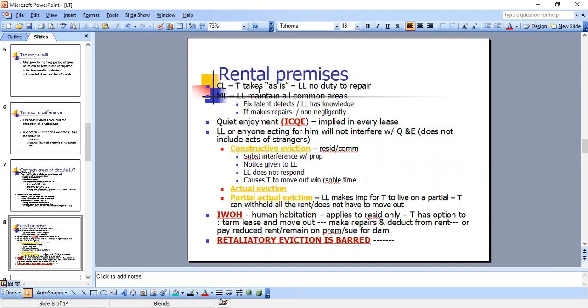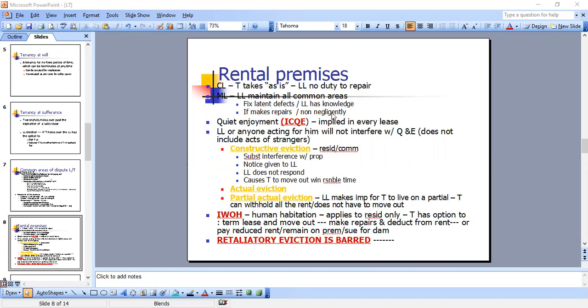Okay, so rental premises, common law: the tenant takes as is, and the landlord has no duty to repair. Common law is usually not as strict as modern law. Modernly, the landlord must maintain all common areas and fix latent defects, if the landlord has knowledge of them. If he makes repairs, he cannot make them negligently.